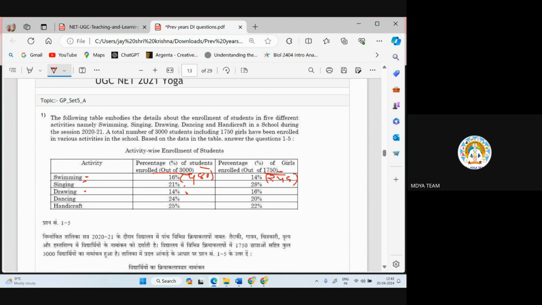But we came to know about these values from different sources. Out of 3000, 16% were total students in swimming, so we got the number of students in swimming, including both boys and girls. Then they have given us another table, meaning out of 1750 girls, 245 girls were in swimming. So in swimming, total students were 480. We got to know from one source. From the other source, we got to know 245 for girls. So can we calculate the number of boys in swimming?